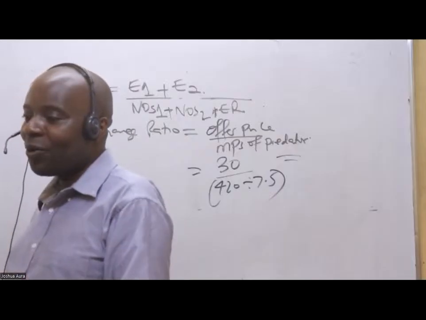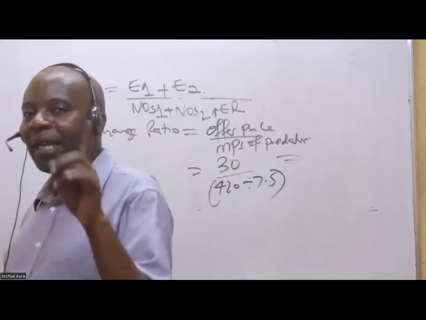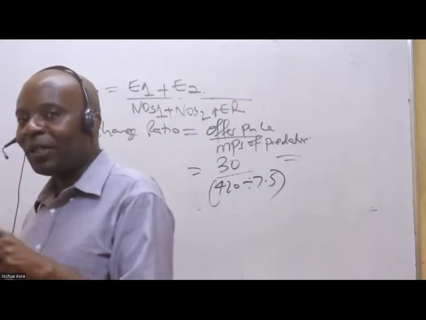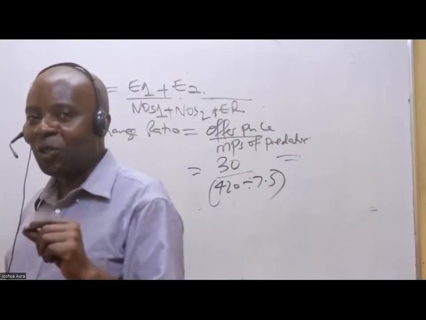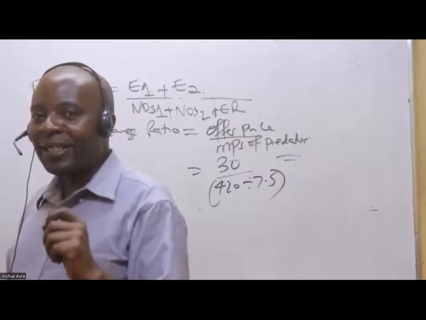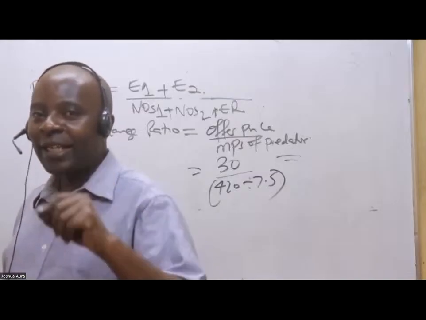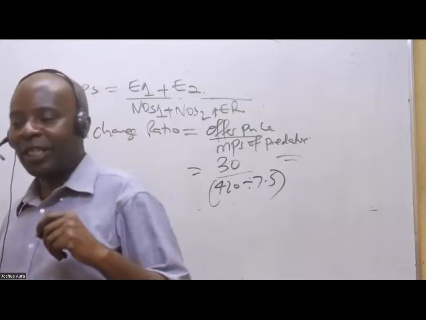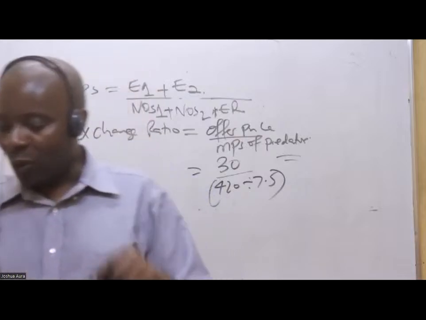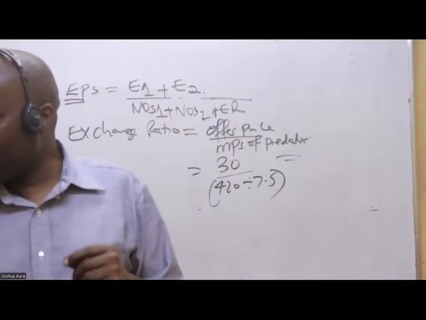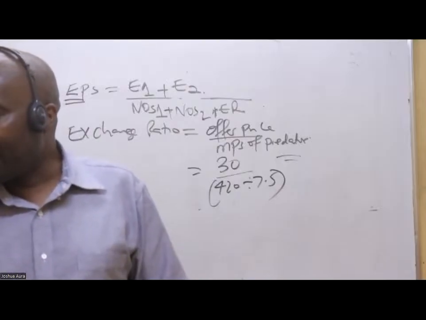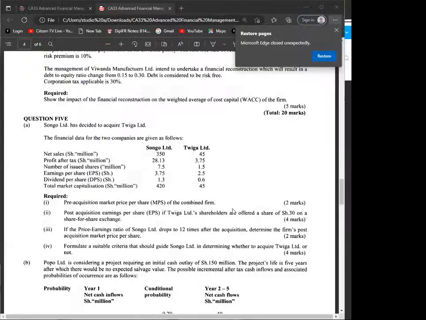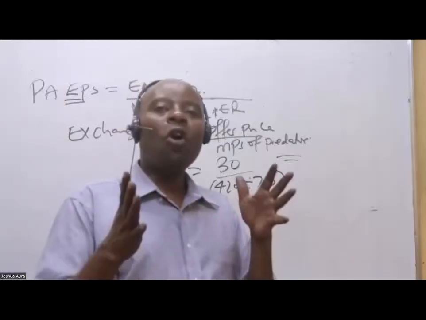Hirubo is asking a very good question. Why can't we use that EPS, EPS of the target over EPS of the predator? That is what we call the maximum exchange ratio. We use the maximum exchange ratio, the non-diluting exchange ratio, when the offer price is not given. When the offer price is given, as in this question, where shareholders are offered a share of 30 on a share for share exchange, we normally calculate the normal exchange ratio.